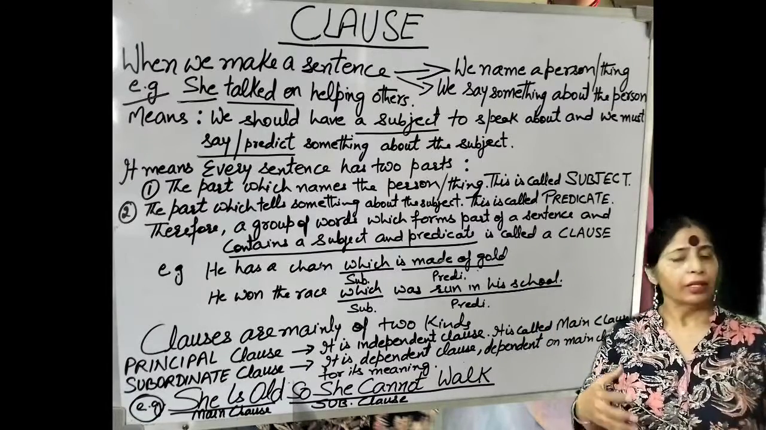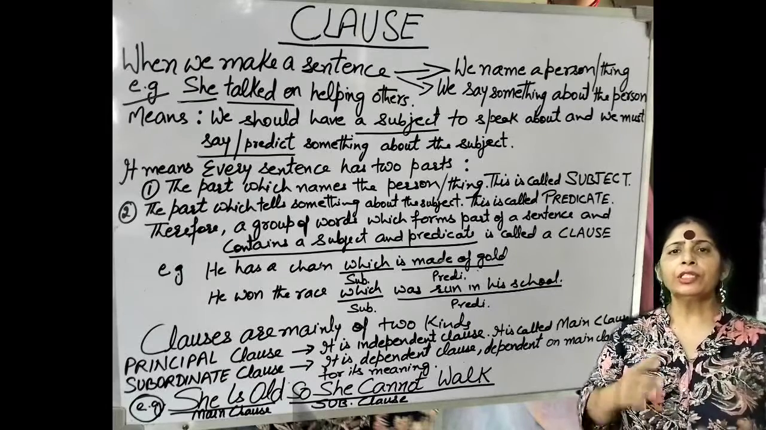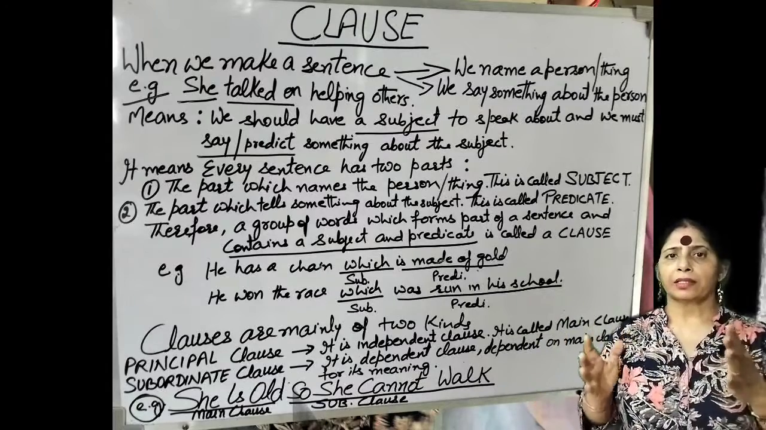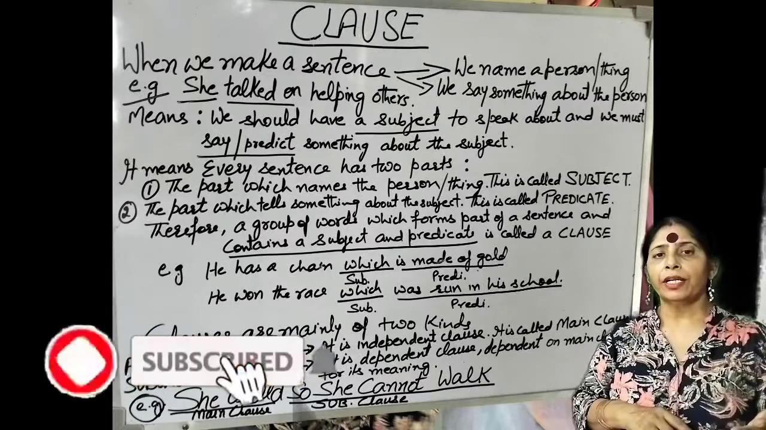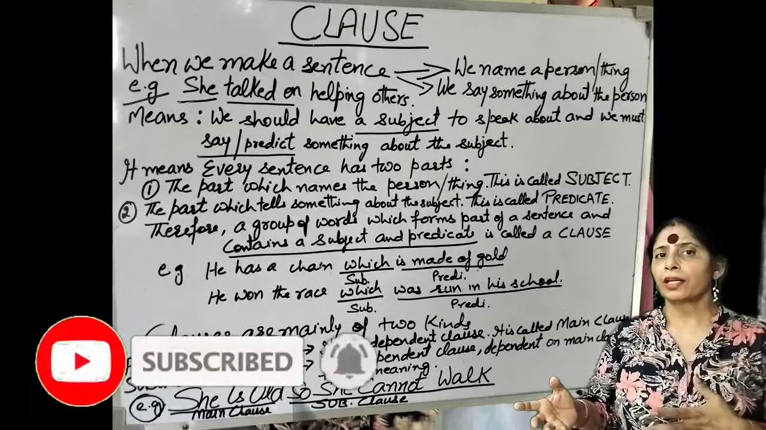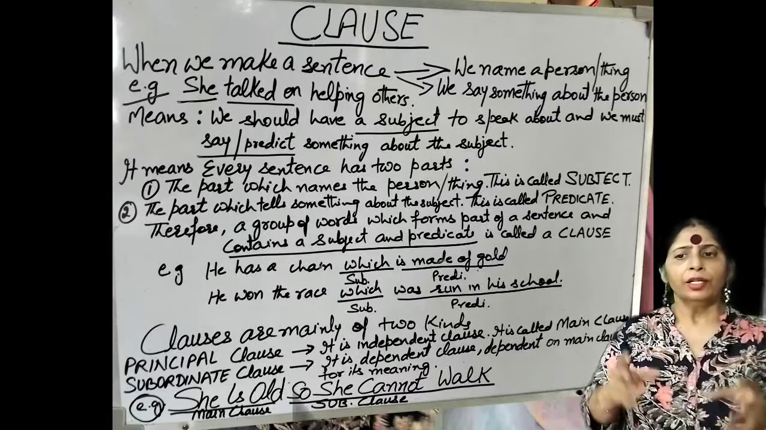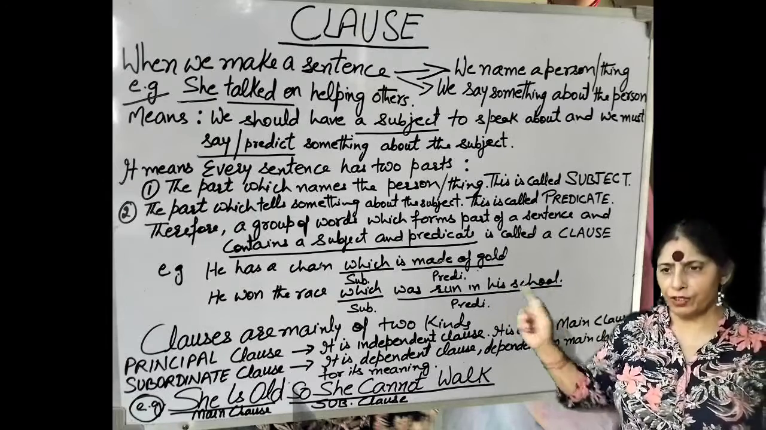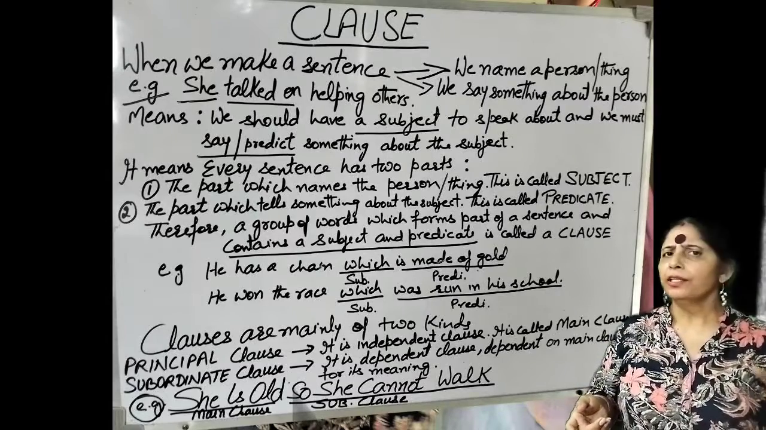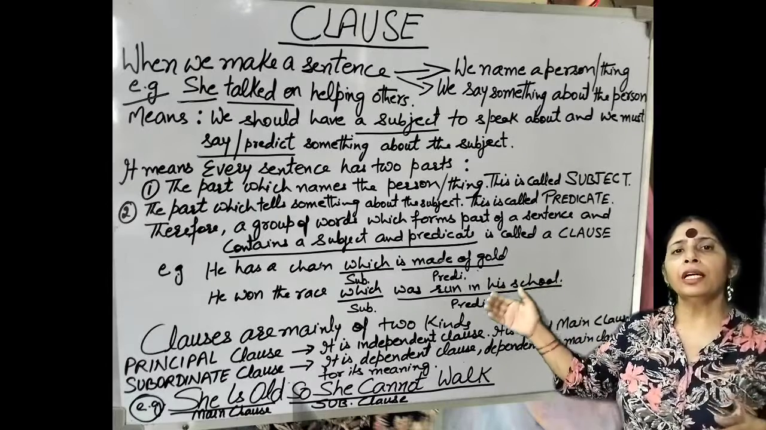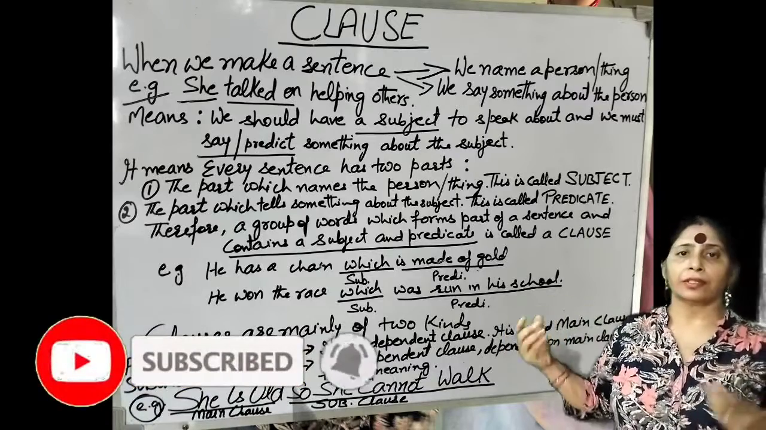Let us take one example: She talked on helping others. Means a kind of speech she gave. So there are two parts. One, we are taking the person, she. And what does this she do? She talked. So this is what she has done. So we should have a subject to speak about, and we must have something to say about that subject. Say about means we predict.